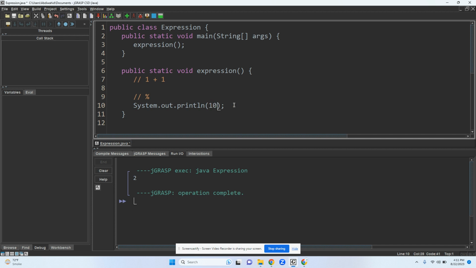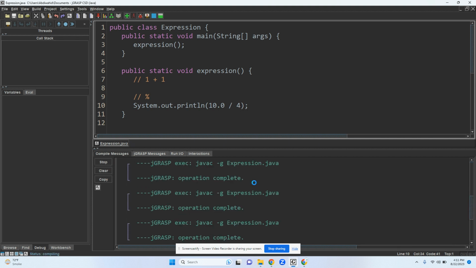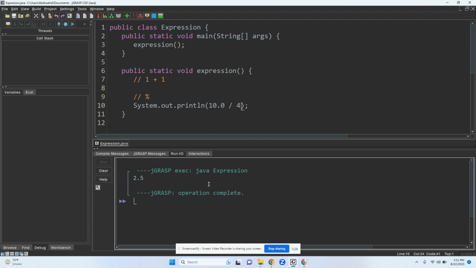But here's another concept. This is known as a decimal number. If I do 10.0 divided by 4, let's see what this does. Let me just go ahead and run it again. What it did is it kept the number 2.5. So this is the difference between dividing whole numbers without decimals and actually dividing decimal numbers.